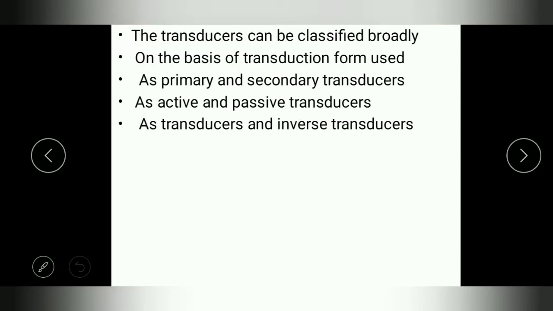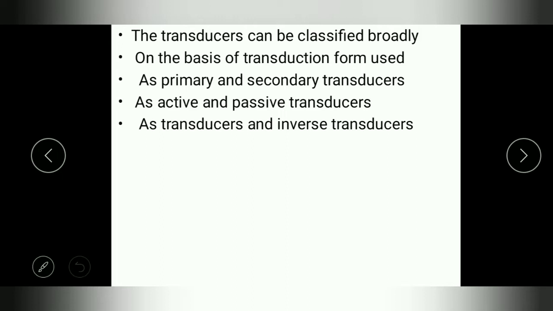Another way, we can classify broadly on the basis of the transduction form used. That is the first classification. Then as primary and secondary transducers, as active and passive transducers, and as transducers and inverse transducers. These are other classifications. In the coming section we will see the details of this classification, how the transducers are classified under these categories. So we will see those things in the next section.